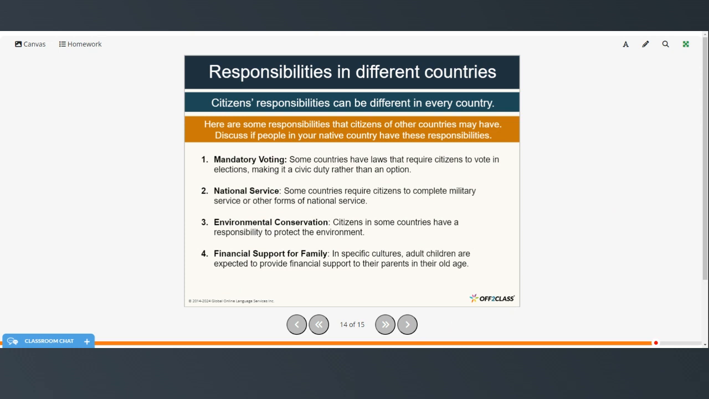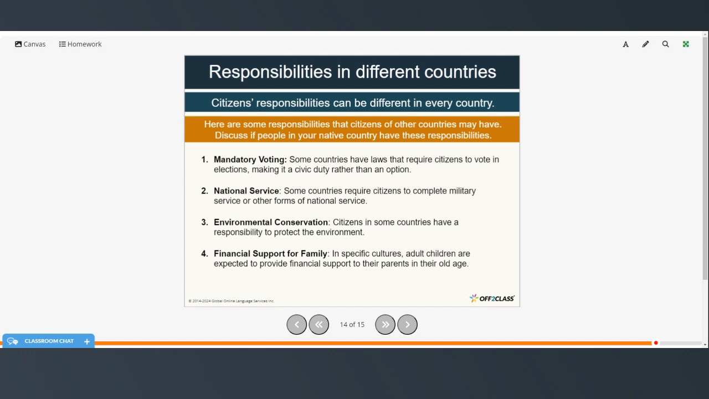So responsibilities in different countries. So here are some responsibilities that citizens of other countries may have. And so discuss if people in your native country have these responsibilities. So mandatory voting. Some countries have laws that require citizens to vote in elections, making it a civic duty rather than an option. That is not one that we have here in the US. It's not mandatory to vote. It's a good idea, but it's not mandatory.